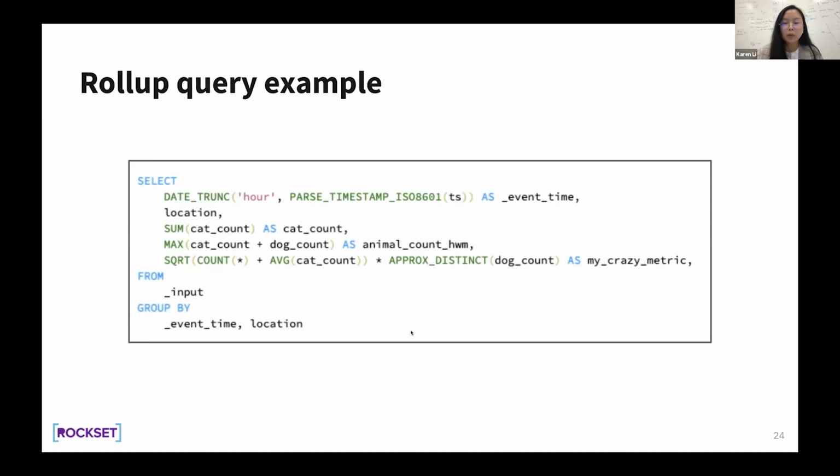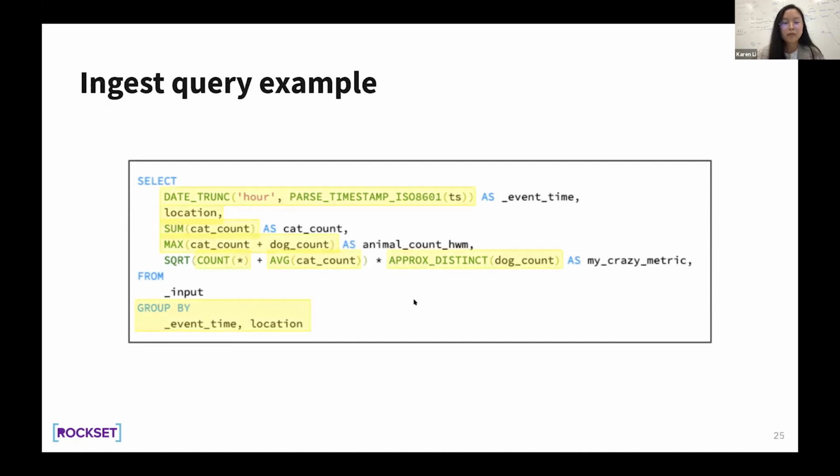Going back to our example from before, let's look at how we can decompose this into the ingest query and the route query. Everything that's highlighted will be executed at ingest time as part of the ingest query. We can see that we're able to compute our event time field because it doesn't rely on any aggregate function values. Similarly, the location field just passes through directly from the input. Then we have to compute the partial states of our aggregate functions. And at the very end, of course, the group by is going to merge input documents that map to the same aggregation group.